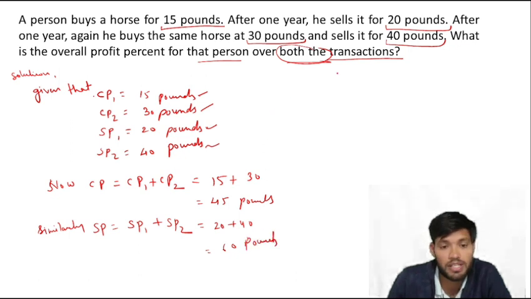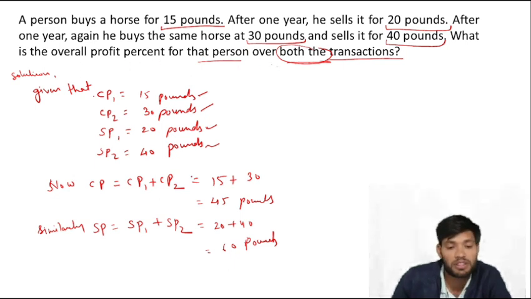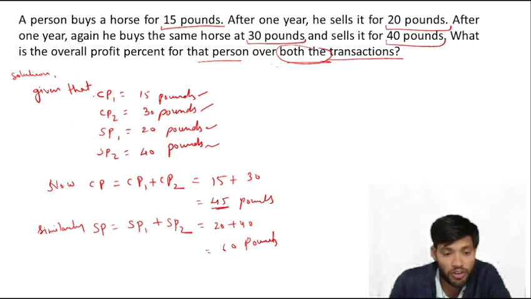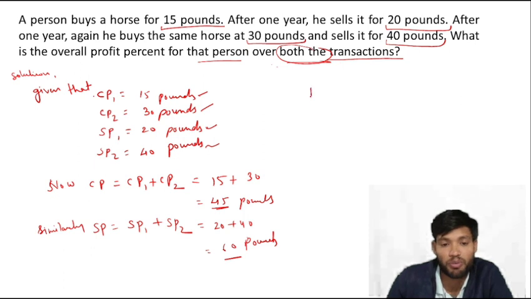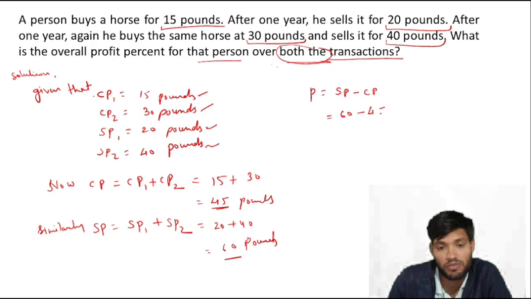And now the question is asking for the overall profit percentage for the person. What is the overall profit percentage? Here 45 pounds is the CP and 60 pounds is the SP. That means profit. How can we calculate profit? Profit is equal to selling price minus cost price. Selling price is 60 and cost price is 45, so profit is equal to 15 pounds.